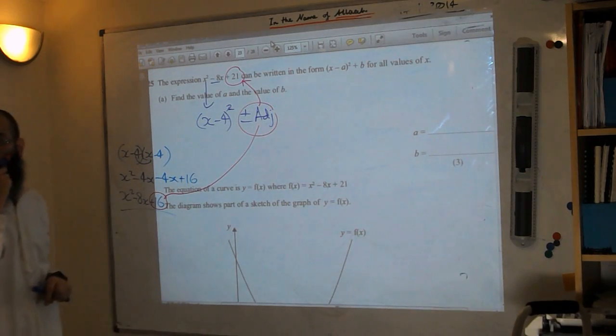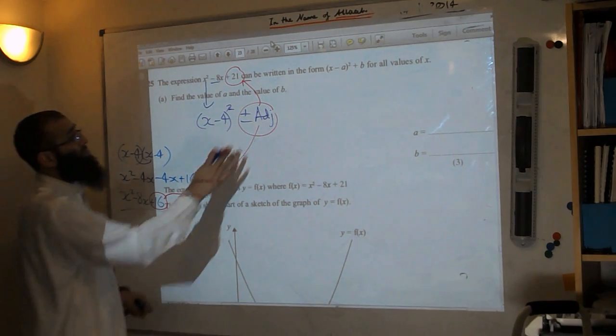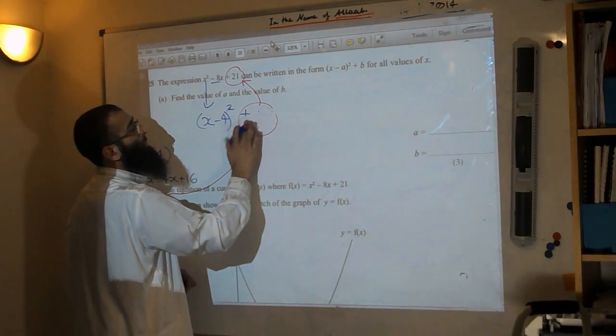What's the adjustment going to be then? So how do we get from 16 to 21? We need to be at 21. At 5. So plus 5. So the adjustment becomes plus 5.